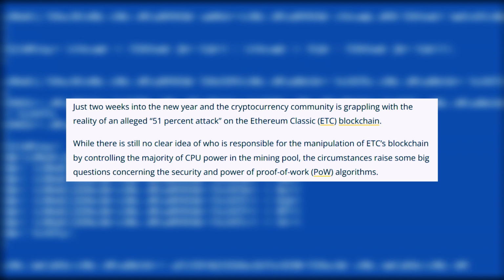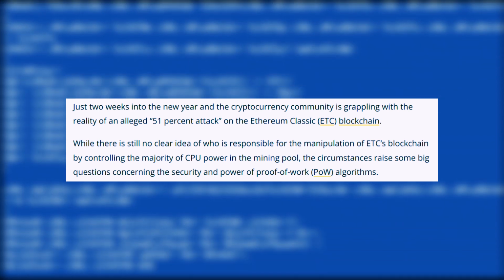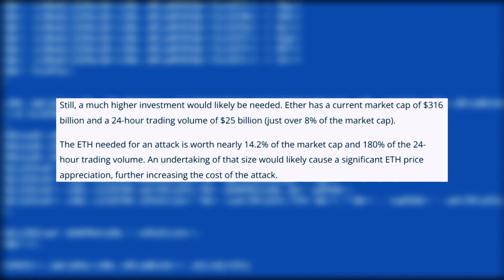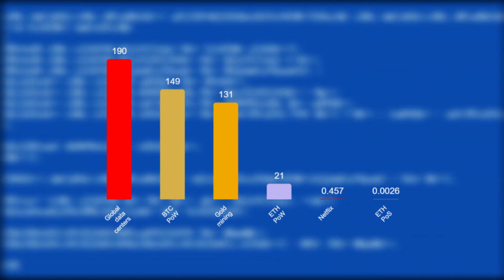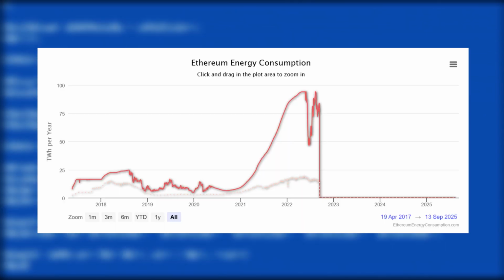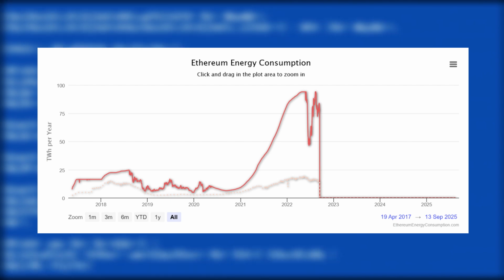In order to take over a proof of work network, you need over 50% of the network's total hashing power. In order to take over a proof of stake network, you need over 50% of the staked coins. Proof of stake offers better energy efficiency and fewer hardware requirements than proof of work, but it is much more complicated to implement. Ethereum's environmental footprint fell by over 99% upon transitioning to proof of stake.